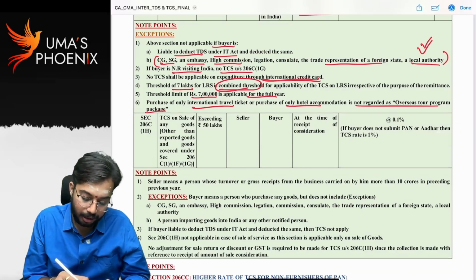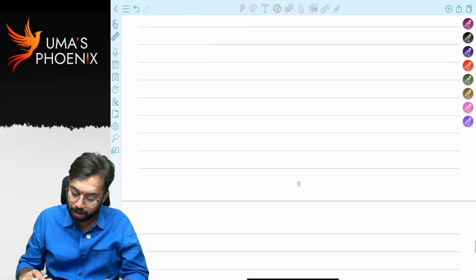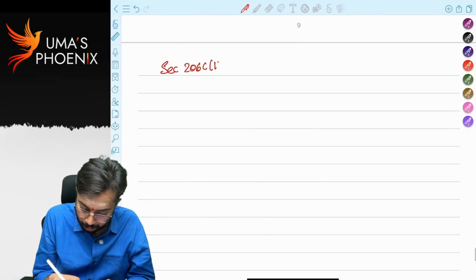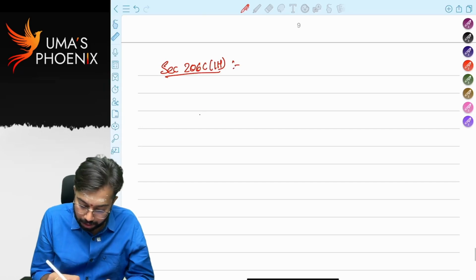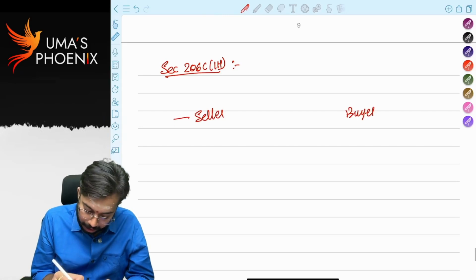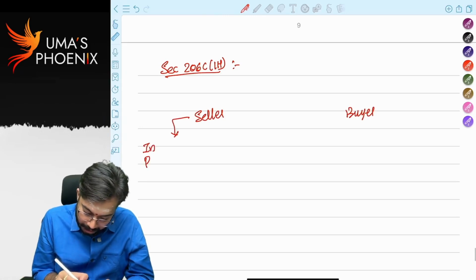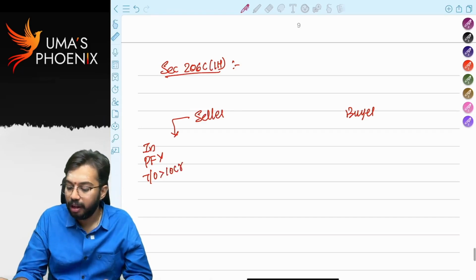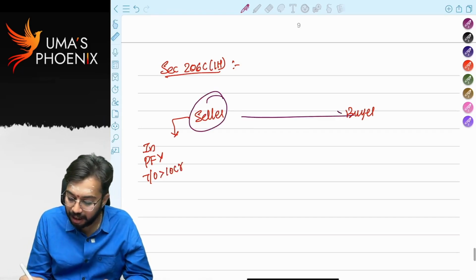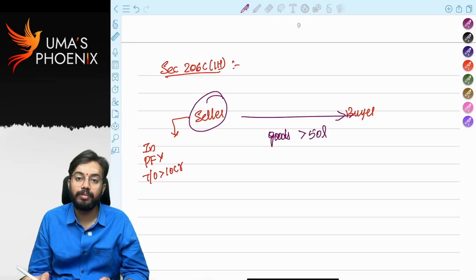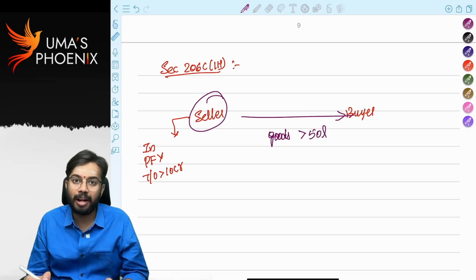Let us discuss 206C(1)(h). What does section 206C(1)(h) say? There will be a seller, there will also be a buyer. In case of the seller, if in the preceding financial year turnover is more than 10 crores, then whenever the seller sells goods of more than 50 lakhs to a buyer, TCS is required to be collected.